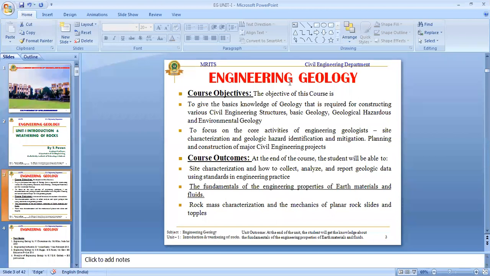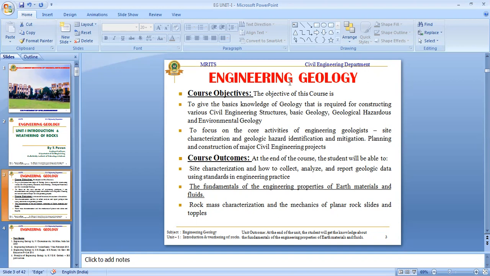Next, to focus on the core activities of an engineering geologist. So not only the construction activities, we need to focus on the geology activities also. So how to make the site characterization, how to identify the geological hazards. Not only identification, we have to take the preventions also. These basic things we need to check in this particular subject, as well as how to plan and construct the civil engineering projects. That topic will also be covered.